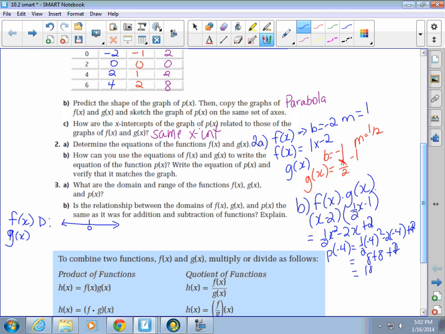For g of x, my domain is the same thing. It's going to be all real numbers, because I could go all positive and all negative numbers. And for p of x, my domain is again all real numbers. I could go left or right in either direction and still find an answer for it.